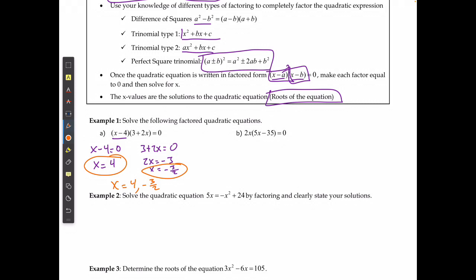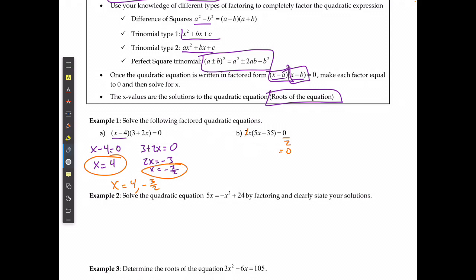In the second case, I have an x that is outside of the brackets, which means that here, the things that I'm actually multiplying together are 2x and 5x minus 35. Well, I can divide both sides of this equation by 2. 0 divided by 2 is still just 0. And 2x times 5x minus 35 divided by 2 is literally just going to cancel out the 2 that exists there.